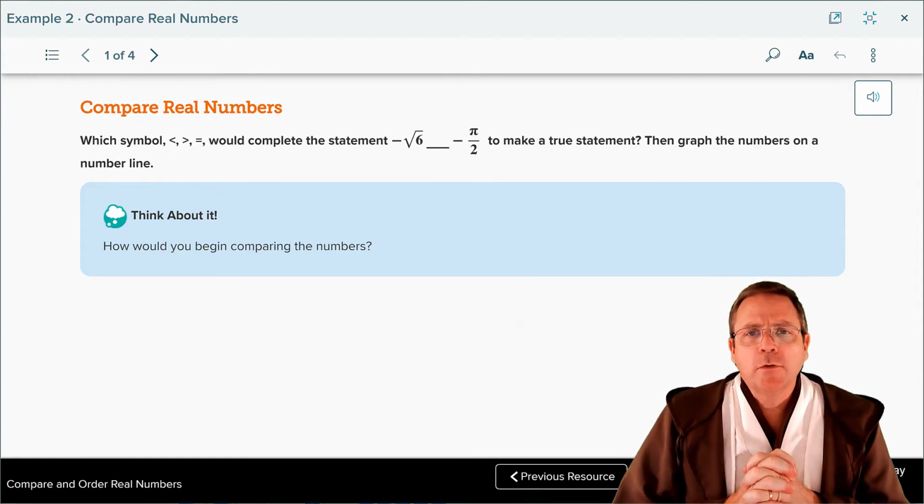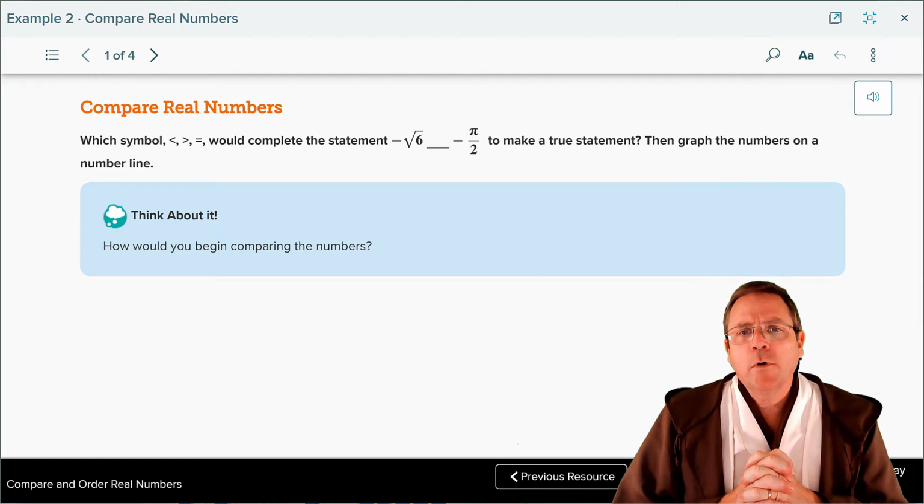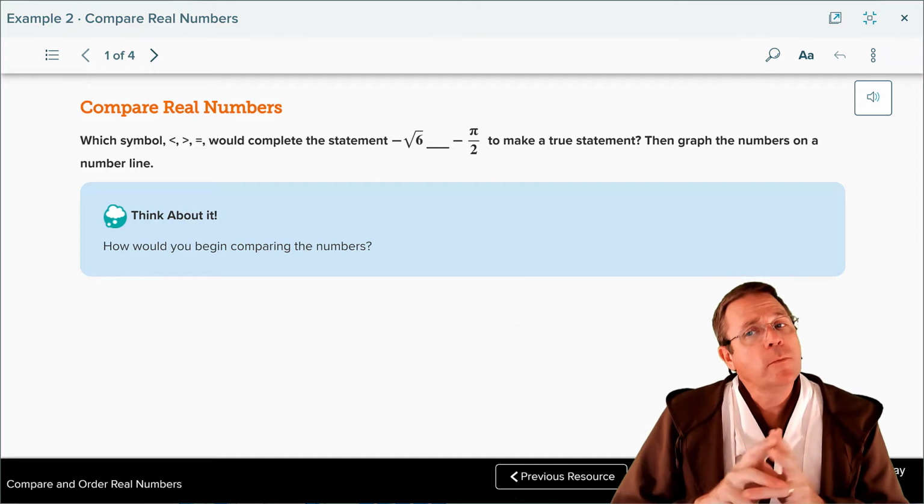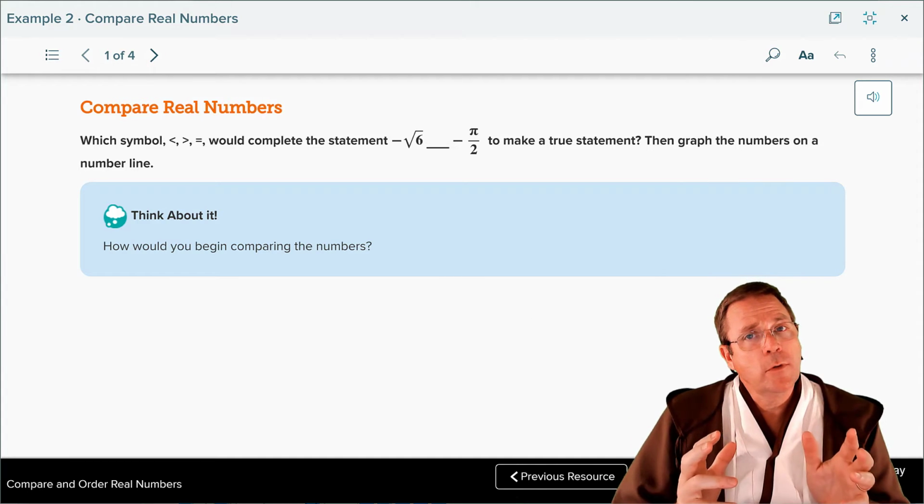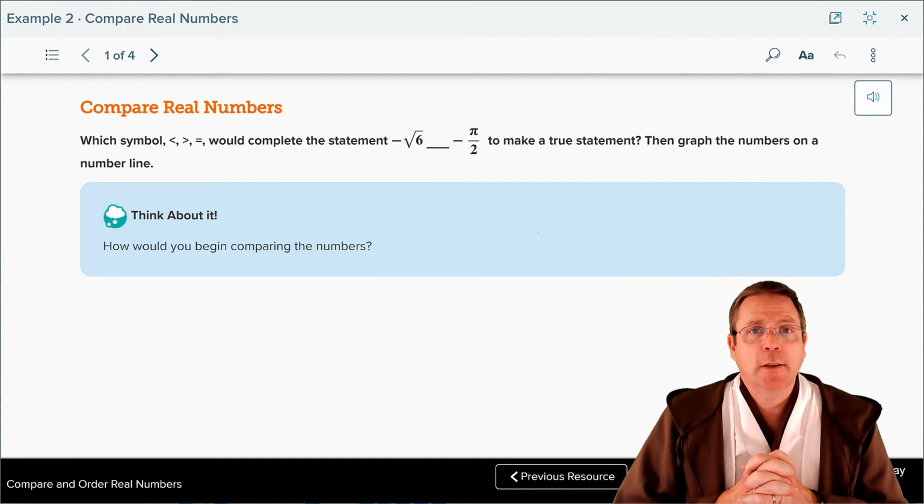I think you guys can do this one on your own. Go ahead and work it. Remember, you're dealing with negative numbers, and negative numbers kind of flip where things are on the number line, which means it's going to change who the alligator eats.